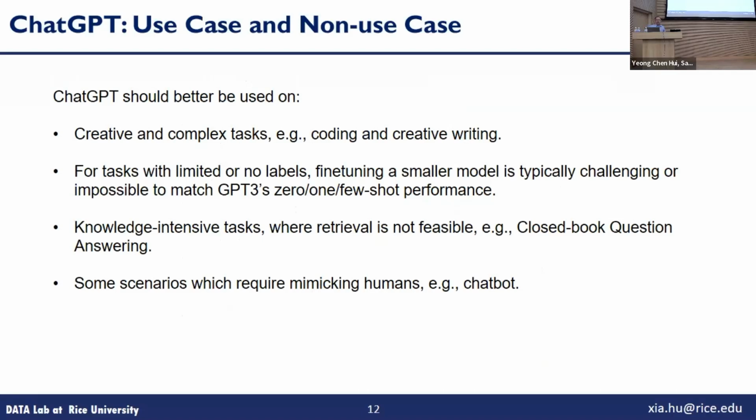Also, for some tasks with limited or no labels, fine-tuning a smaller model is typically very challenging or impossible to match GPT-3's zero or few-shot performance. It is also very good at some knowledge-intensive tasks, such as question answering. We really want our model to be able to mimic human beings, such as a chatbot, because this wave of large language models put a lot of effort into being user-friendly and mimicking human beings. That's why chatbot is a very nice application of these large language models as well.